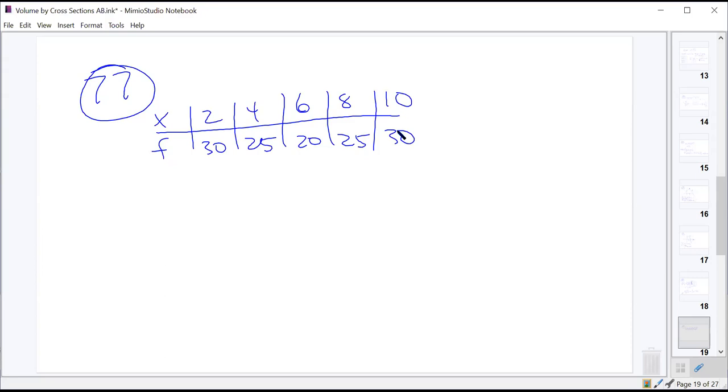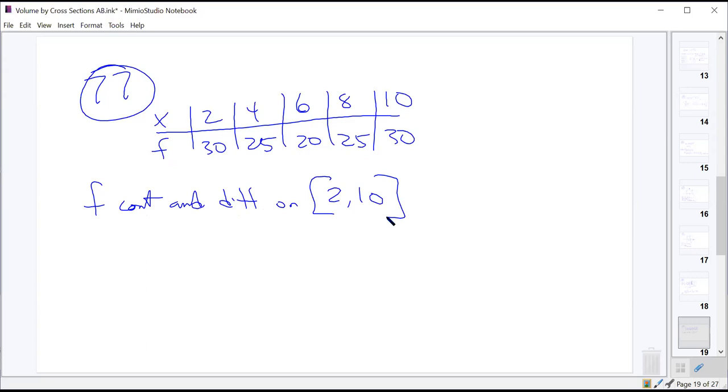And then they ask which of the following things must be true. And it also tells us, and they wouldn't tell you if it wasn't important, that f is continuous and differentiable on the closed interval 2 to 10. They wouldn't tell you that if that wasn't important.